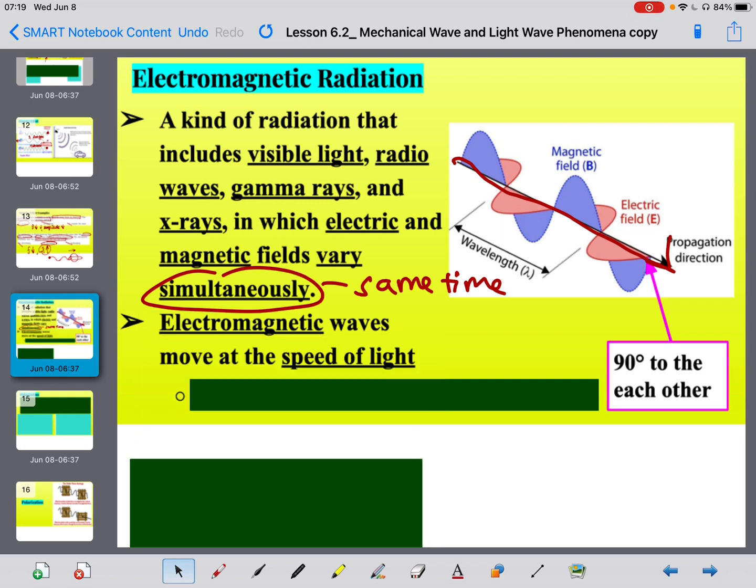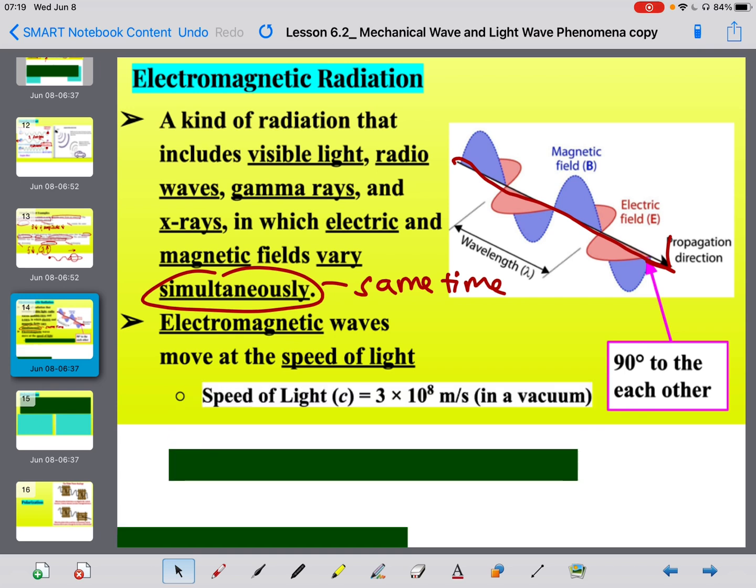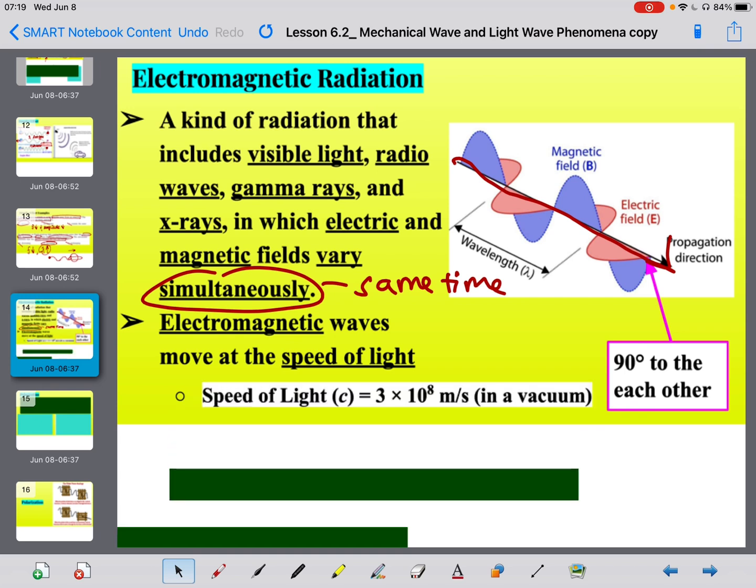Okay? Electromagnetic, why do I keep saying that wrong? Electromagnetic waves move at the speed of light. And if you remember, you can find this on page 1. The speed of light, c, is represented by the value 3 times 10 to the 8 meters per second in a vacuum. Okay, please keep that in mind. In a vacuum. So that means in space only. Okay, that's what that's indicating.